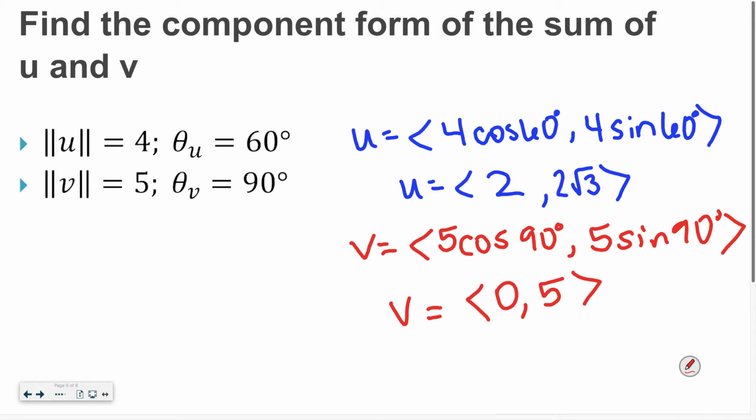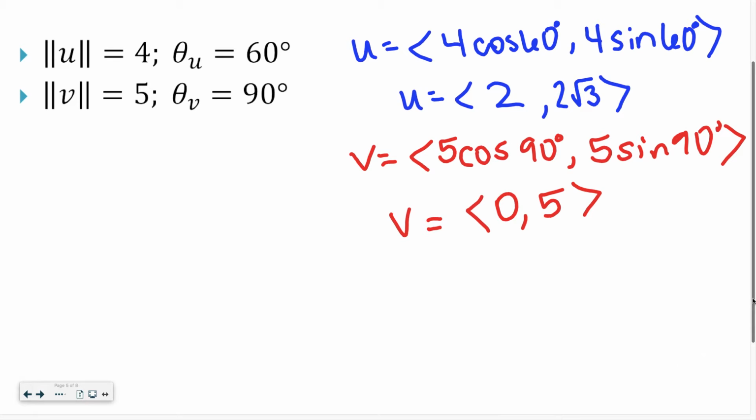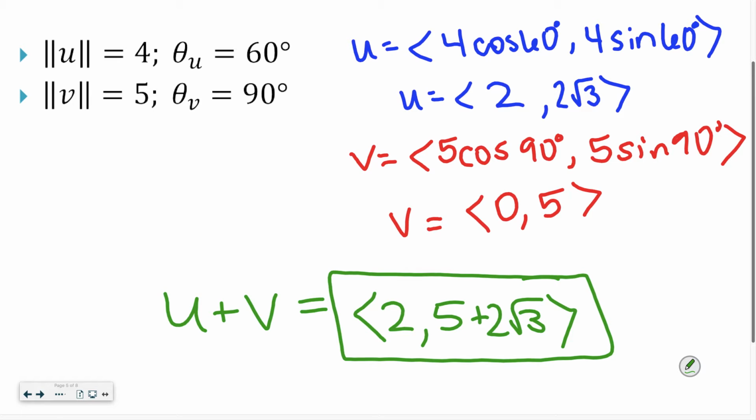Okay. Well, if I want the vector u plus v, now we can add our components together. 2 plus 0 is 2. Okay. And then 2 radical 3 plus 5. 5 doesn't have a radical 3 attached to it, so we really can't combine them. So I'd ask that you just write it as 5 plus 2 radical 3. And there's our vector.